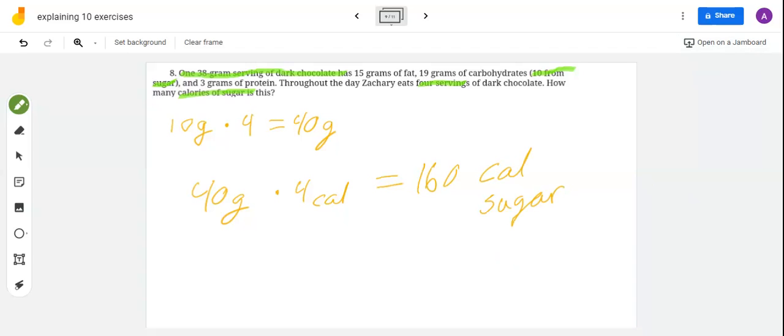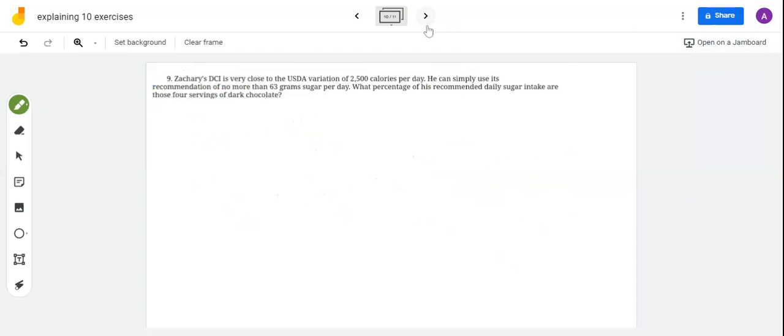So yeah, the answer to number 8 is 160 calories of sugar. There you go. 160 calories of sugar. You know what? Let's just do the last 2 problems here, just for the hell of it. Okay? So let's see here.